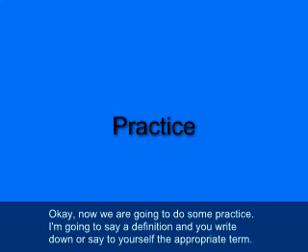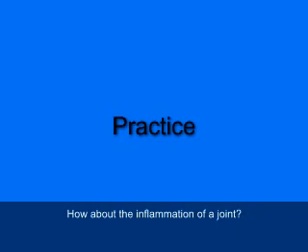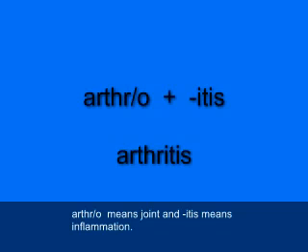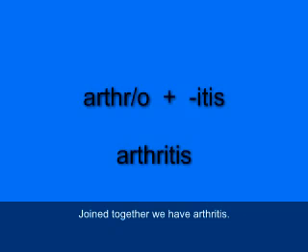Okay, now we're going to do some practice. I'm going to say a definition and you write down or say to yourself the appropriate term. How about the inflammation of a joint? That would be arthritis. Arthro, ARTHR/O, means joint, and -itis means inflammation. Joined together, we have arthritis.